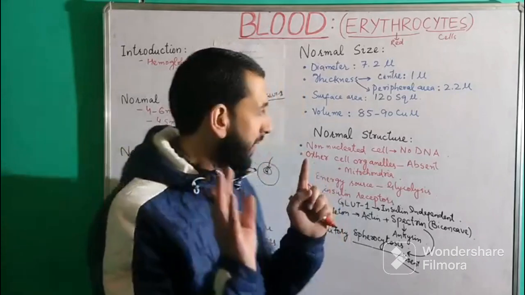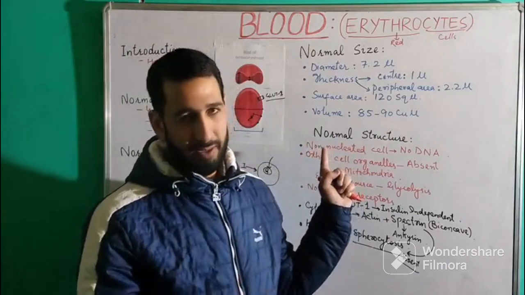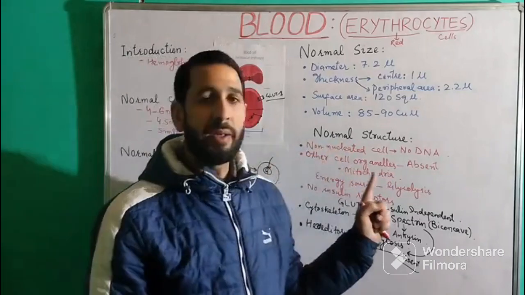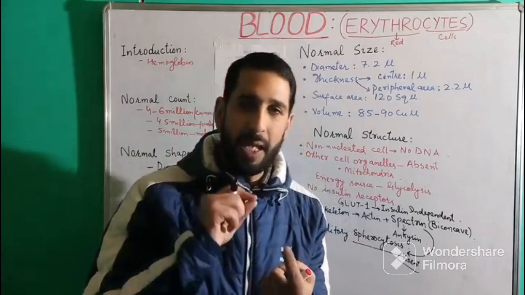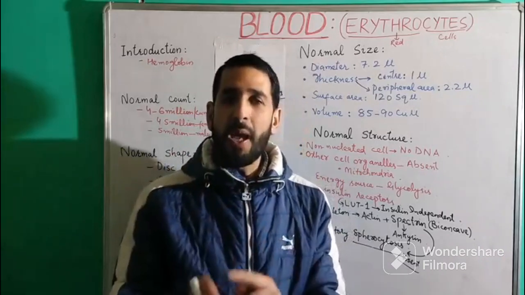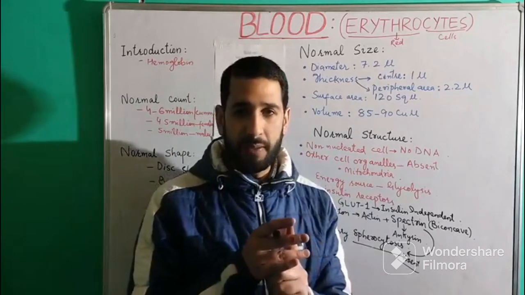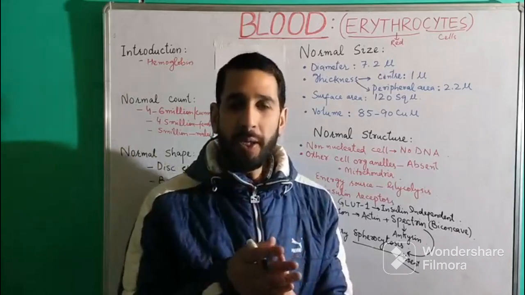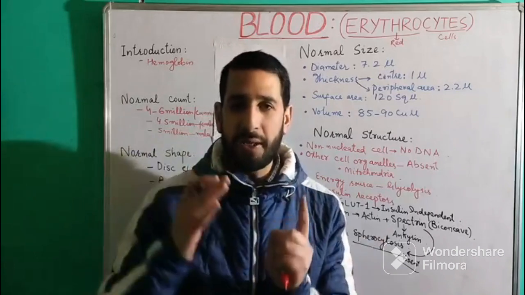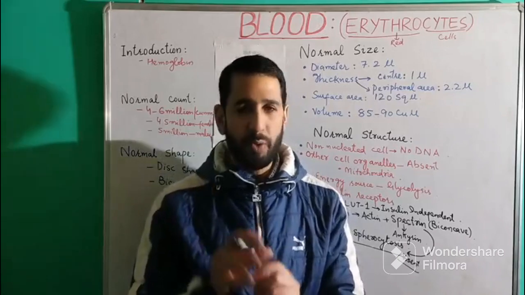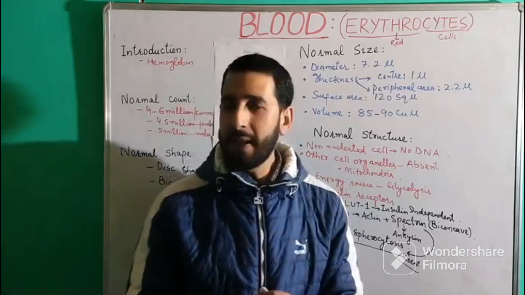So in normal structure we have seen they are non-nucleated cells, so there is no DNA present because no nucleus is present, and other cell organelles are also absent. The nucleus and other cell organelles are absent in the mature RBC mainly because there needs to be enough space in the cytoplasm to accommodate the hemoglobin. When more hemoglobin is present in our RBCs, we can supply more oxygen to all the tissues of our body. So that is the main reason for the absence of nucleus and other cell organelles in the RBCs.